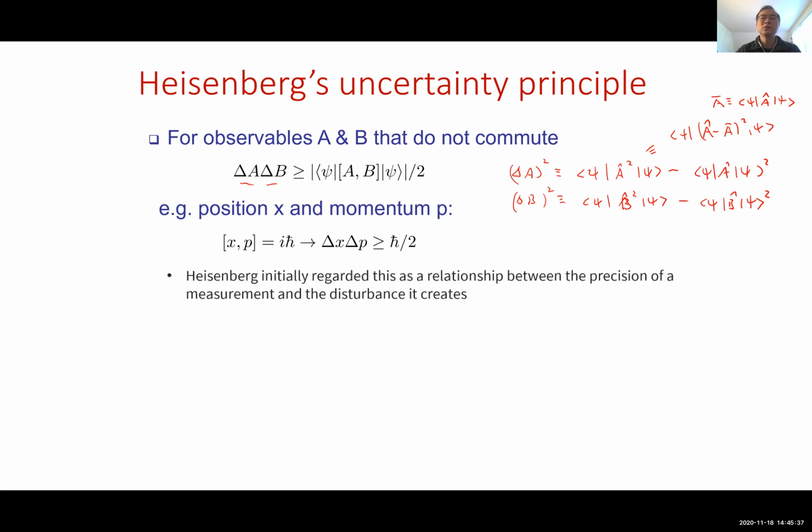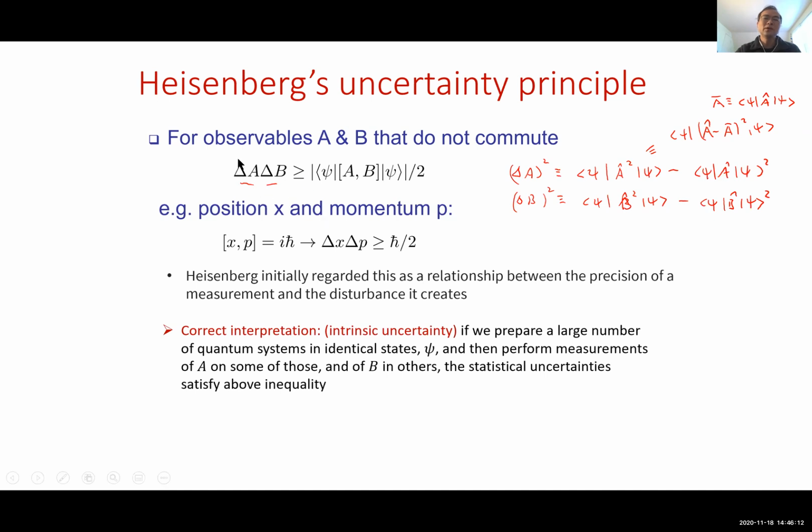Heisenberg initially regarded such a relation as the precision of measurement, in this case the error in the measurement and the disturbance it creates. For example, you're trying to make a measurement on the position of a particle, and then it creates some disturbance on the momentum of the particle. And in his interpretation, this delta p is the disturbance.